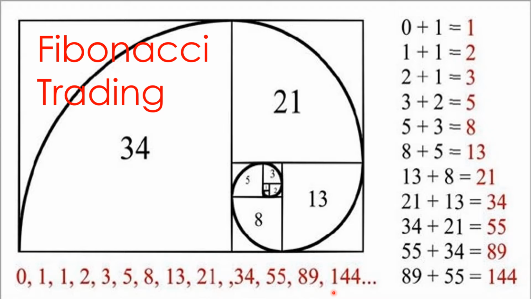There's also another more important ratio, and that is the golden ratio. You can find that by finding the last number, let's say 144, and dividing it by the second to last number, which is 89, and you would get 1.618. The reason why it's called the golden ratio is because it is found in many natural objects.